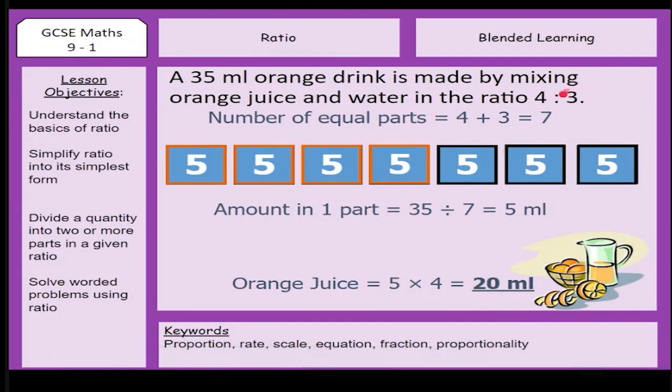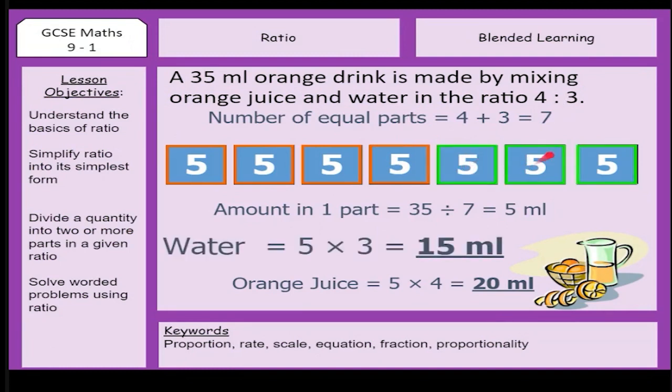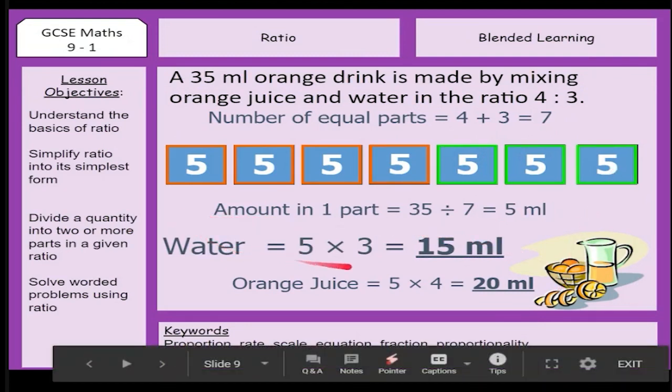That leaves 3 parts water. So I do 3 times 5, which is 15 milliliters. 5, 10, 15. So I know that 20 milliliters of orange juice, 15 milliliters of water equals the 35 milliliter orange drink. If I add these two together, I should get 35, which I do. 20 add 15 equals 35.